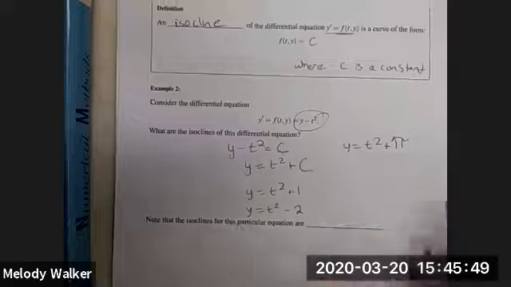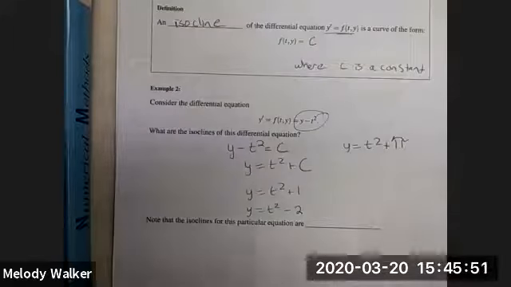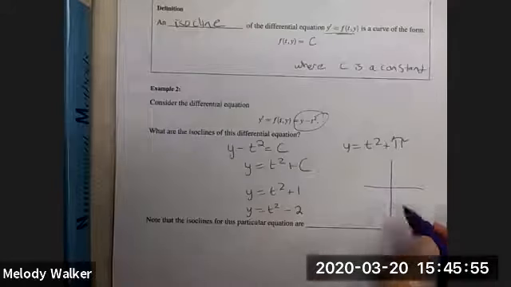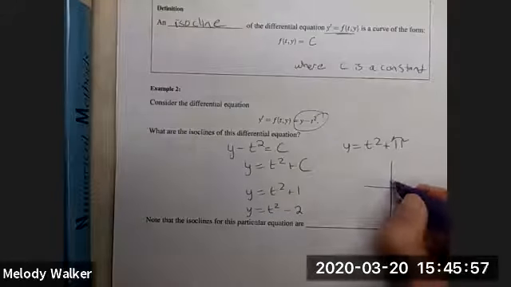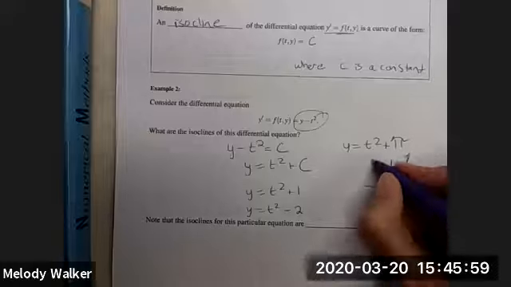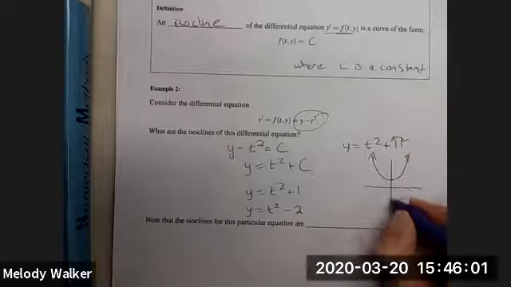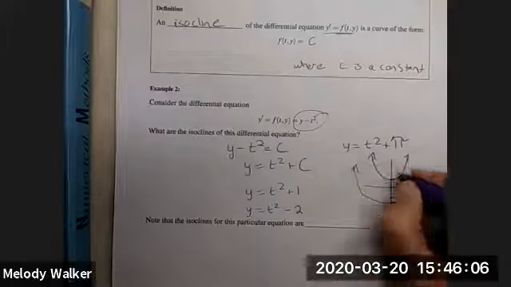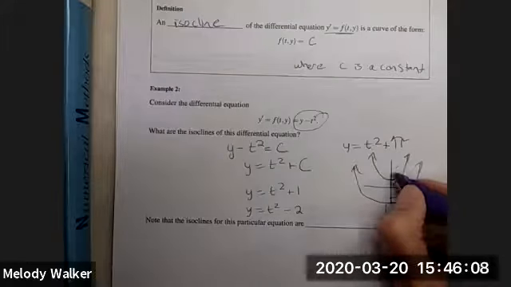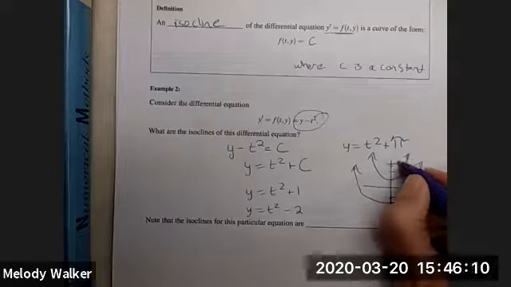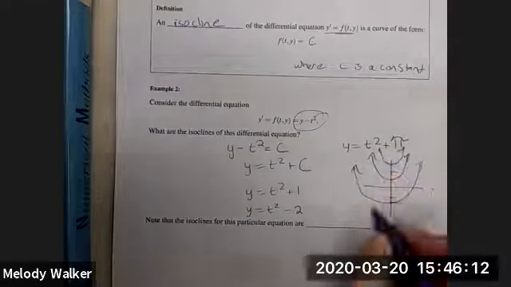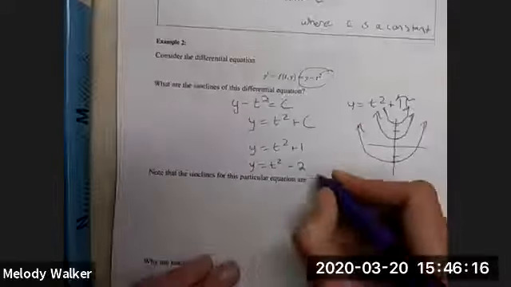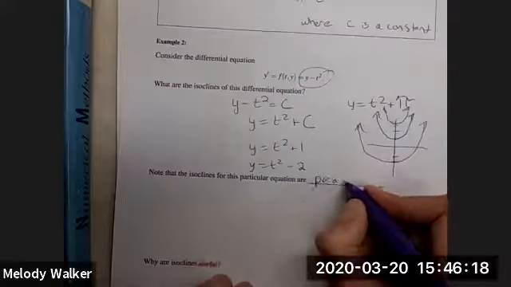These isoclines all look like parabolas, right? So if I was going to graph these, we'd have t squared plus 1, t squared minus 2, 1, 2. And then pi is somewhere around here. But they all look like parabolas, right? So parabolas.